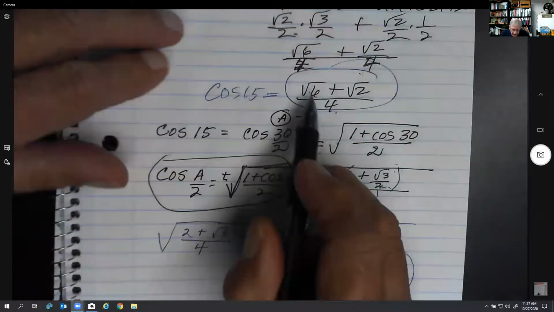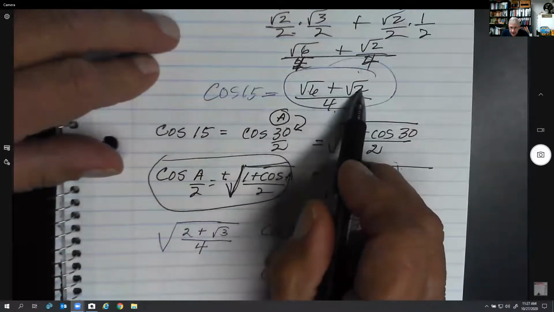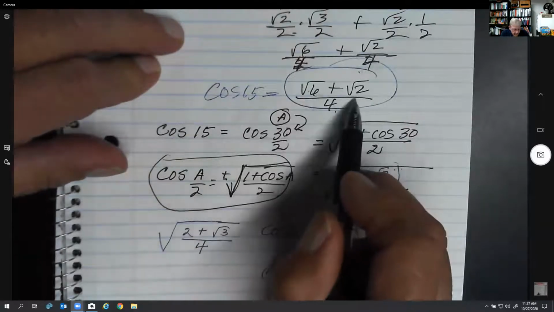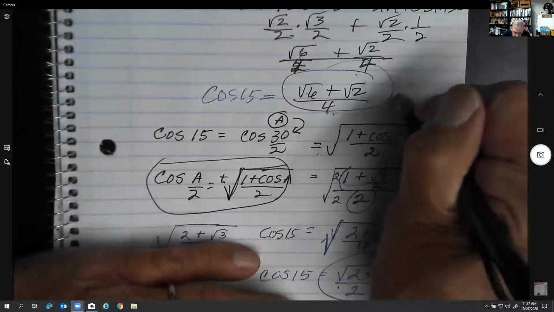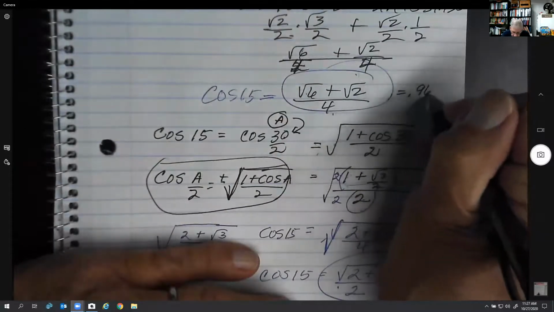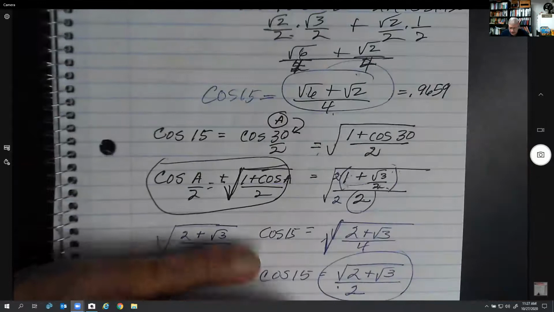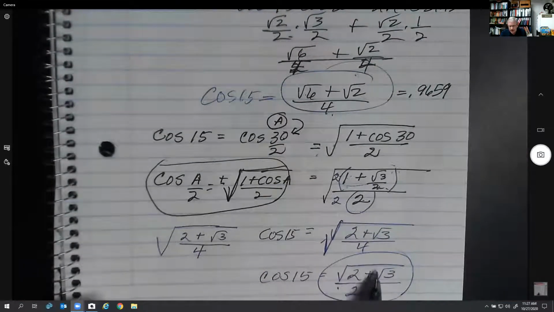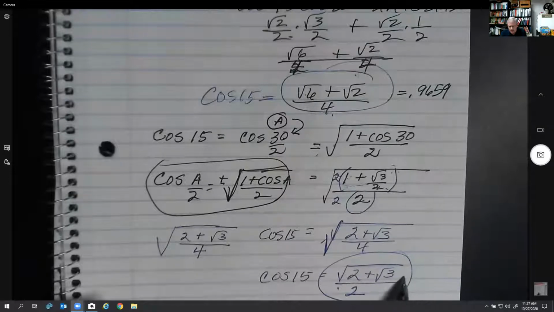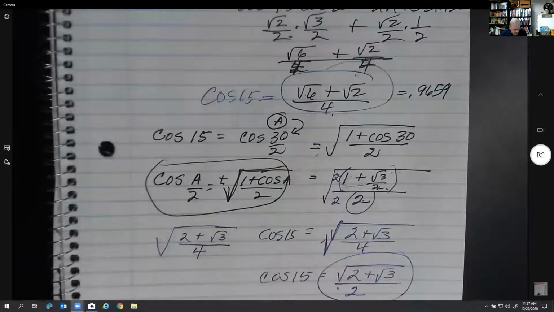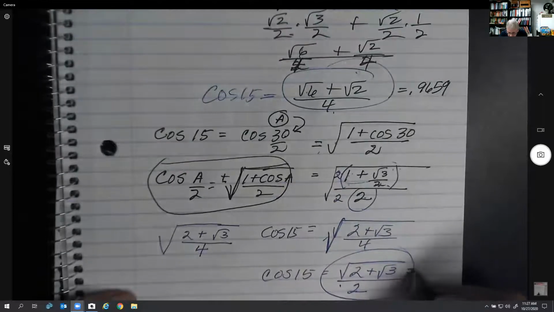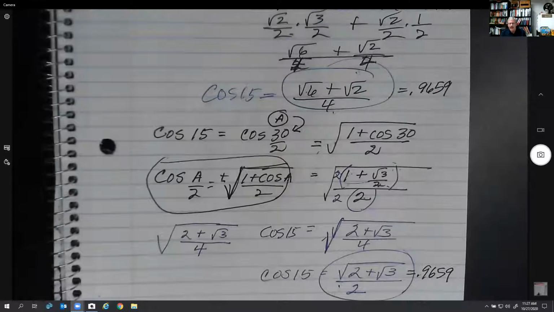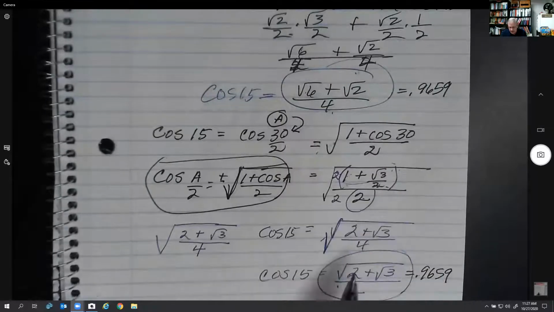So what I did is I actually calculated this out on my calculator. I put in the square root of 6 plus the square root of 2, and then divided it by 4, and I came up with 0.9659. And then I put this one in, the square root of 2 plus the square root of 3, and I divided by 2, and I came up with 0.9659. So they are both exactly the same, they just don't look the same.